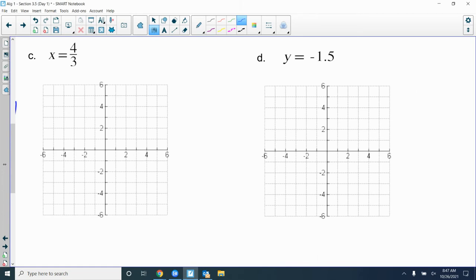Right, 4/3. You just got to estimate. What's 4/3 close to? Some of you pulled out your calculator and did 4 divided by 3. What'd you get as a decimal? What'd you get, Ava? 1.3. So right there, 1.3. So it's a little bit less than 1.5.